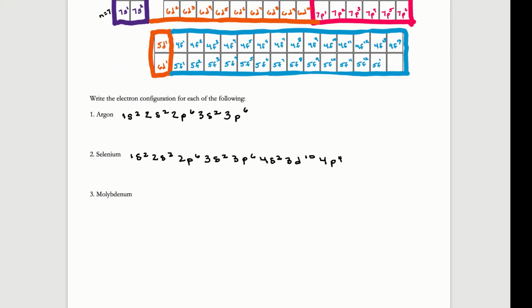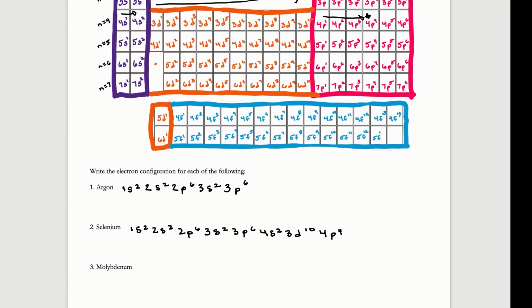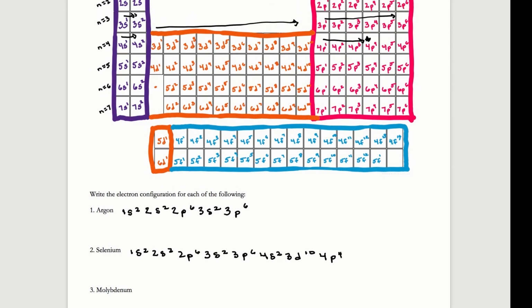Okay, and remember the reason why it's 3d is just energy level wise. 3d comes after 4s, so that's just one of the weird exceptions, in addition to f being one energy level lower as well. Okay, for the last one, we have molybdenum.